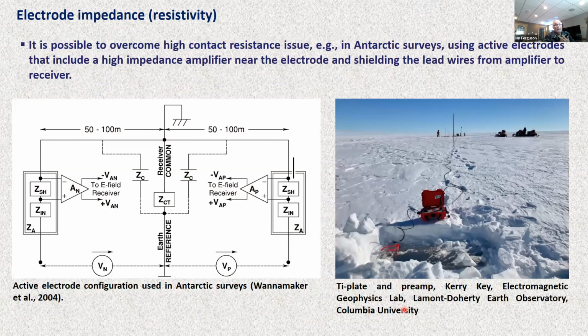If none of this is adequate to reduce the contact resistance, it may be necessary to use active electrodes, as have been used in Antarctic surveys. This shows the schematic of the circuit design for the active electrode used in Antarctic surveys by Phil Wanamaker and his group. There's a preamplifier that amplifies the electrode response near the electrode, and then the signal is taken by shielded wires to the acquisition device.